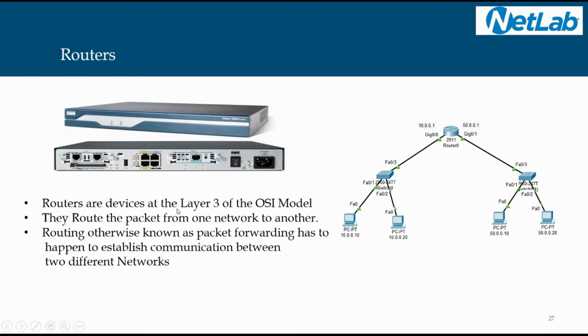Routers are devices at layer 3 of the OSI model. They route the packet from one network to another. This is one network, this is another network. The router routes the packet. Routing, otherwise known as packet forwarding, has to happen to establish communication between two or more different networks.